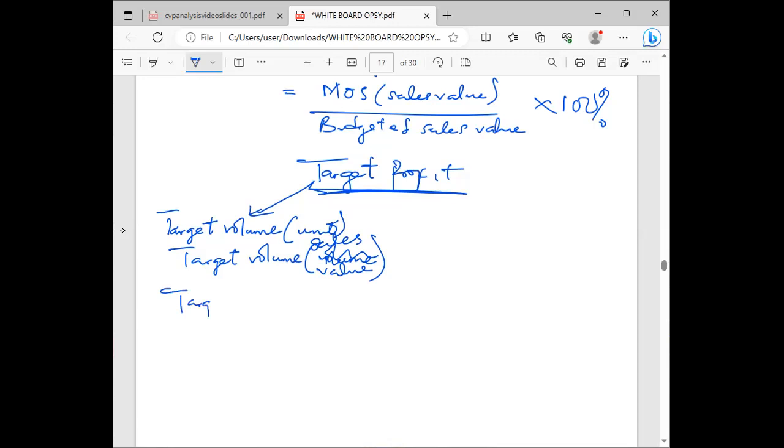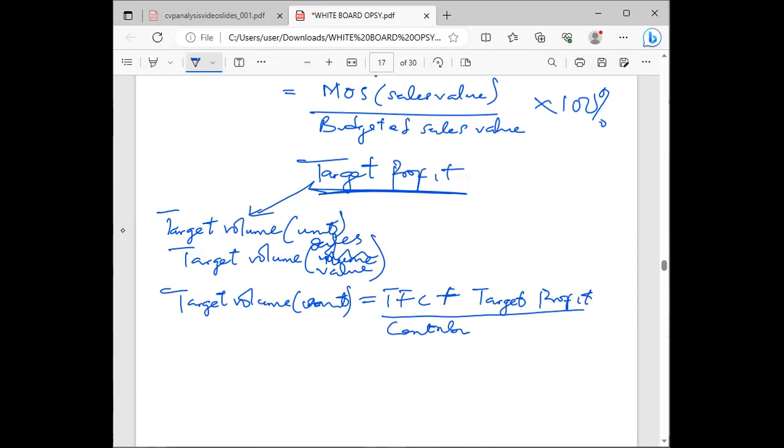Target volume in units is calculated as total fixed cost plus target profit, all over contribution per unit. Target volume in sales value is calculated as total fixed cost plus target profit.